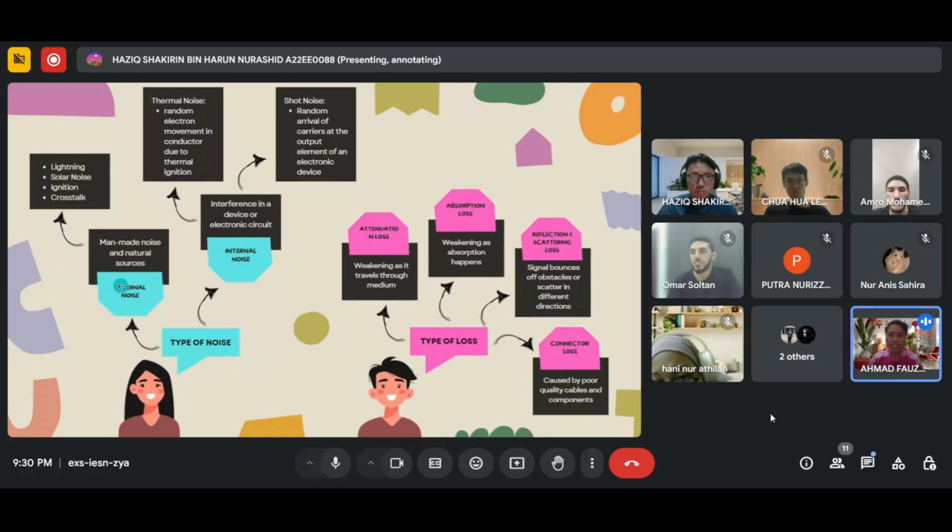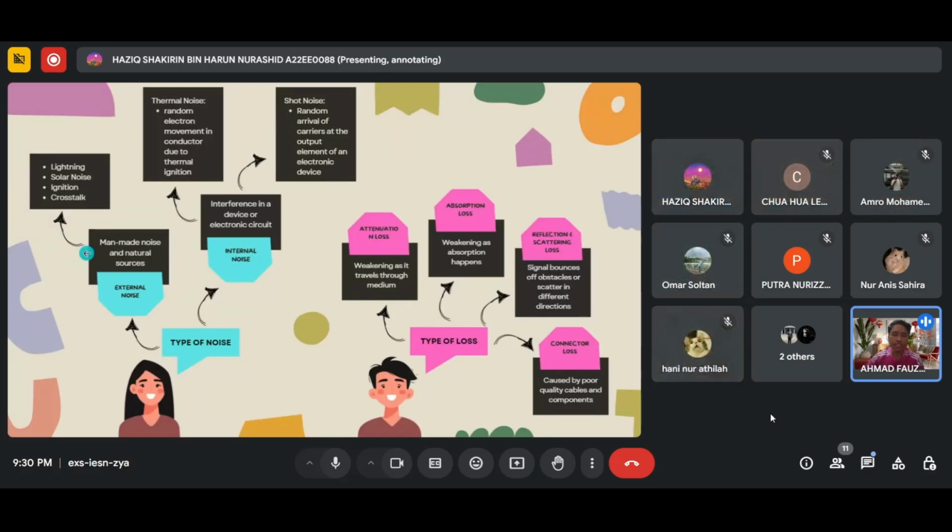External noise is noise that comes from man-made or natural sources, which is basically from outside of the communication system. For example, there's lightning, solar noise, ignition, and crosstalk.